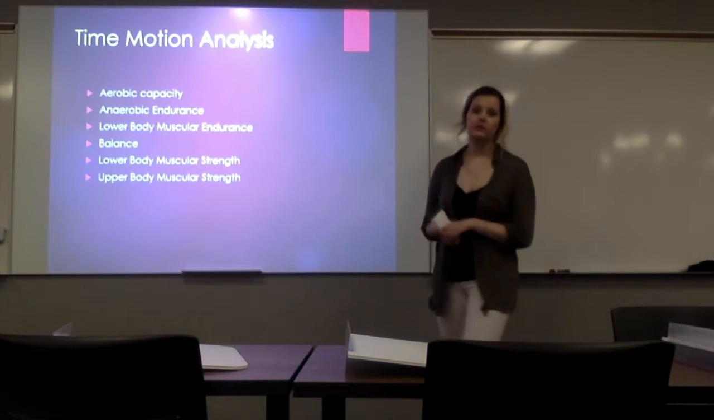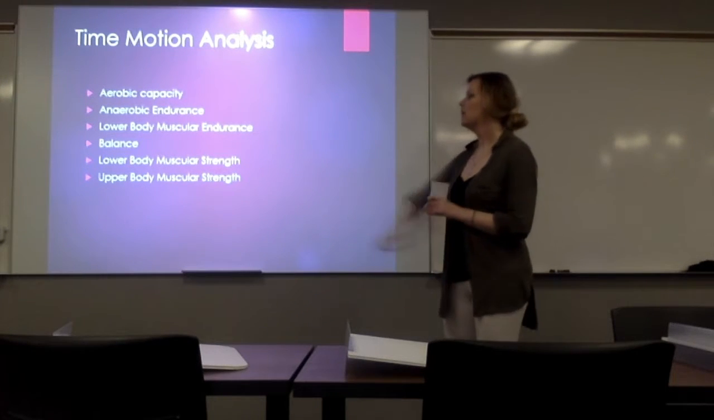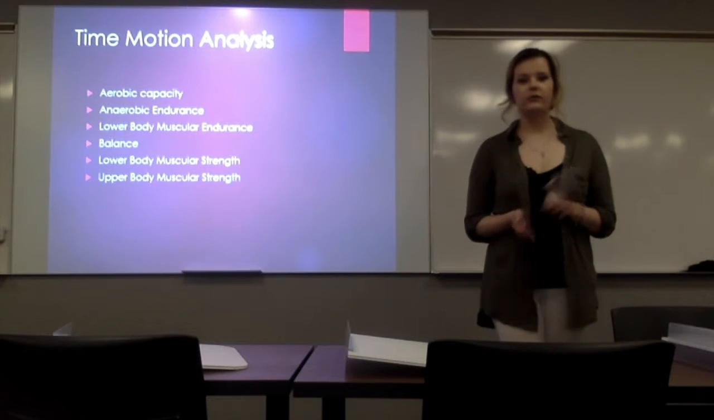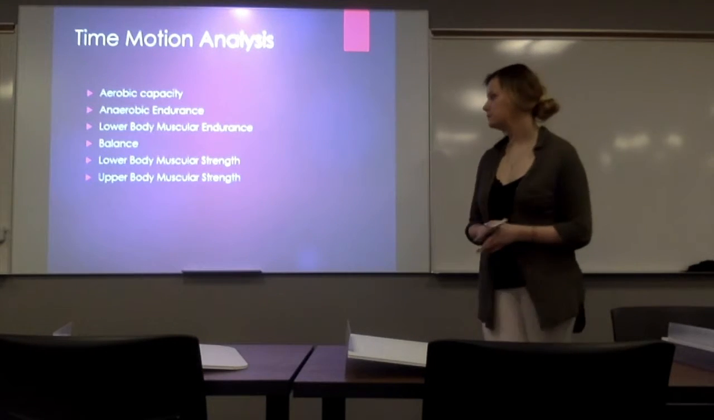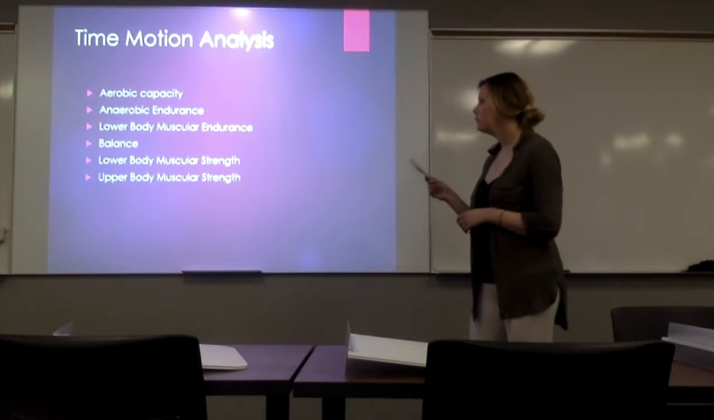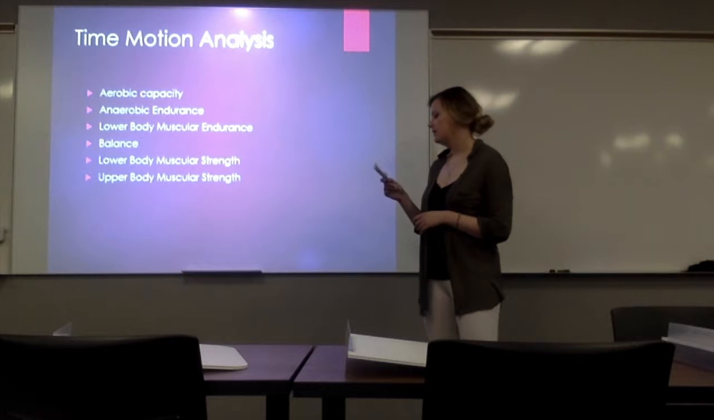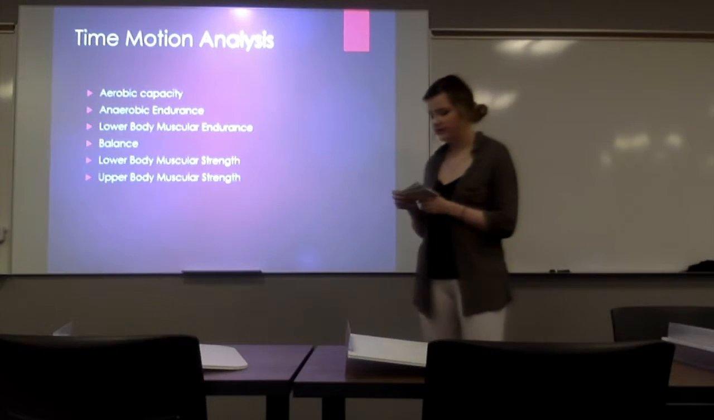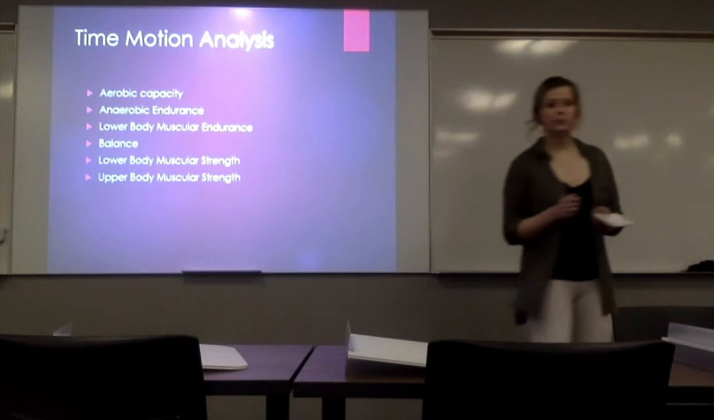Lower body muscular endurance, also 6 out of 8. Balance becomes 4 out of 8. We see this in the Stairmaster where you have to be balanced and you can't hang on to the railing. Lower body muscular strength, 5 out of 8. Upper body muscular strength, 7 out of 8, which is the equipment carry because you need to be strong, shoulders and everything like that. There's more.